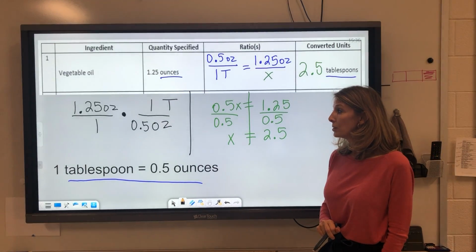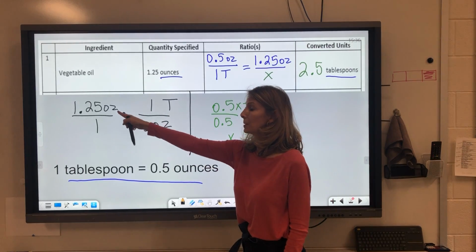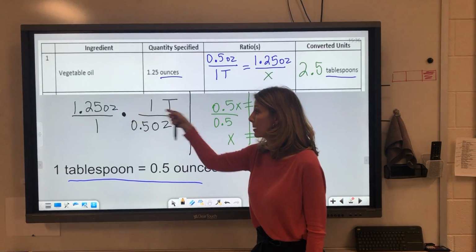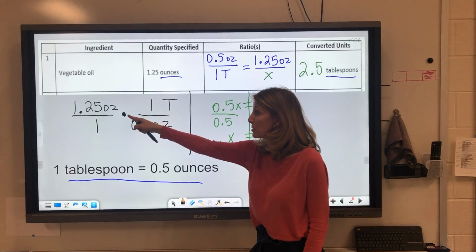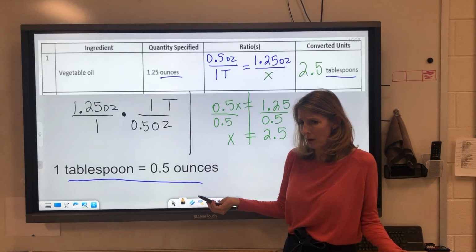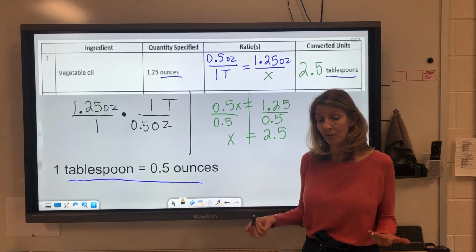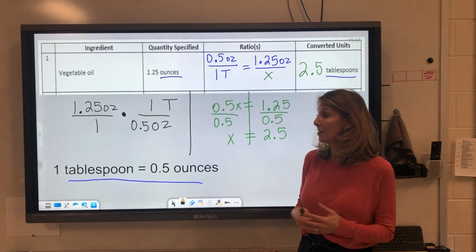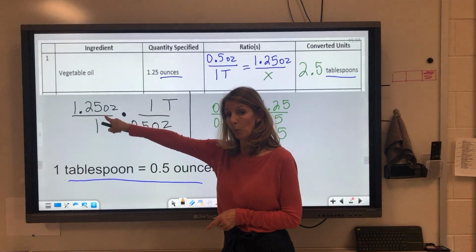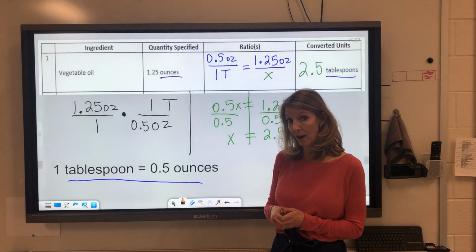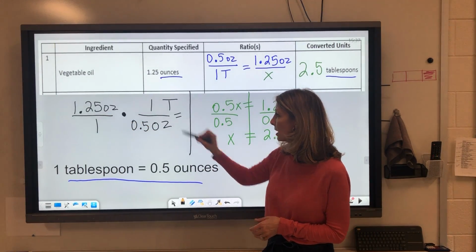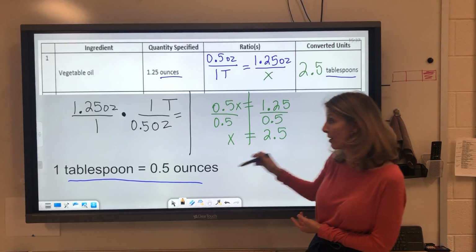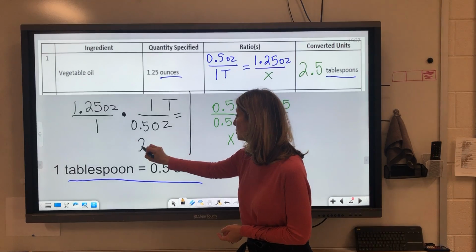All right. What you will see is if you were to multiply straight across, because this is just a fraction times a fraction, and if I multiply my numerators, 1.25 times 1, well, what do you have? You have 1.25. On the bottom, 1 times 0.5 is 0.5, and you're actually just dividing the 1.25 by 0.5. When you do that, of course, 1.25 divided by 0.5 was 2.5.